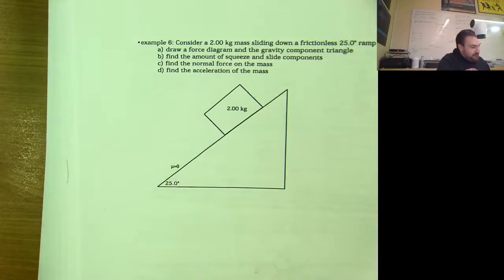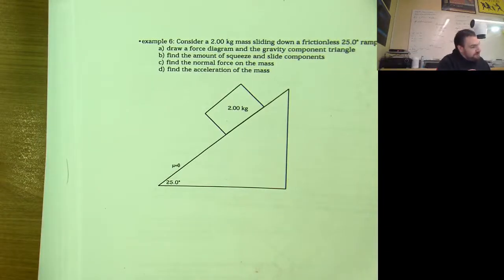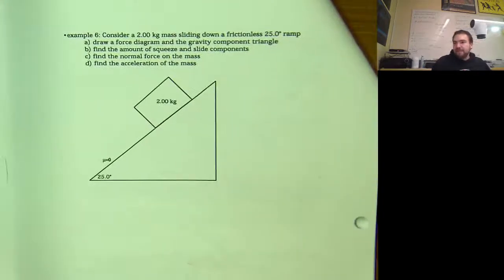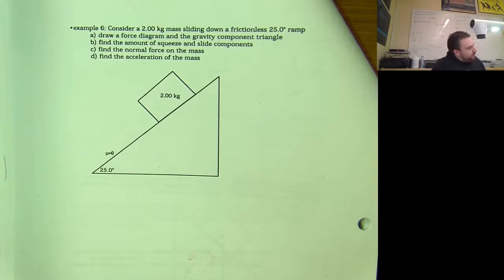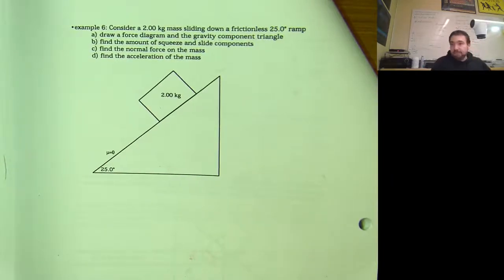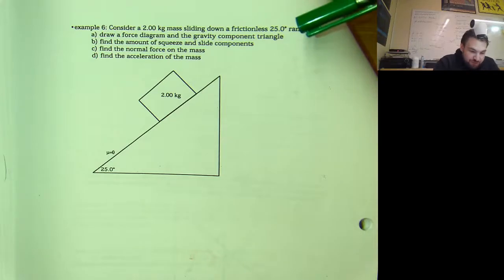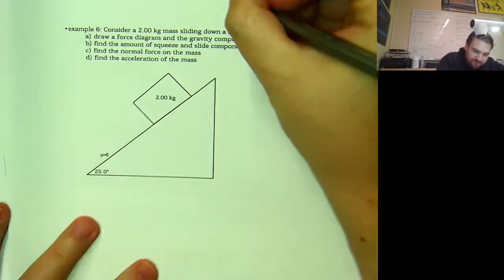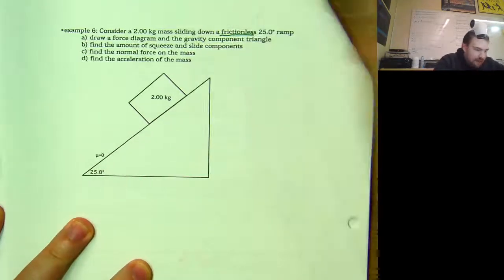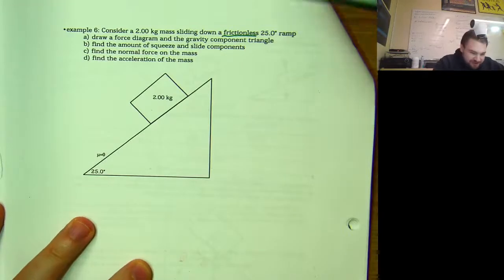Flip the page. We'll do a couple examples, and then you can practice some of this stuff here. Here we go, Example 6. We're going to do 2 examples, one without friction and one with friction. So we're going to consider a 2 kilogram mass sliding down a frictionless 25 degree ramp. Frictionless is important. These are the steps we want to go through here.